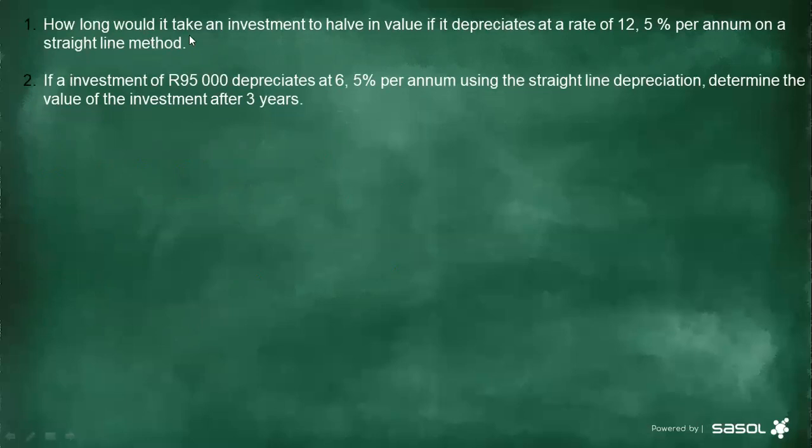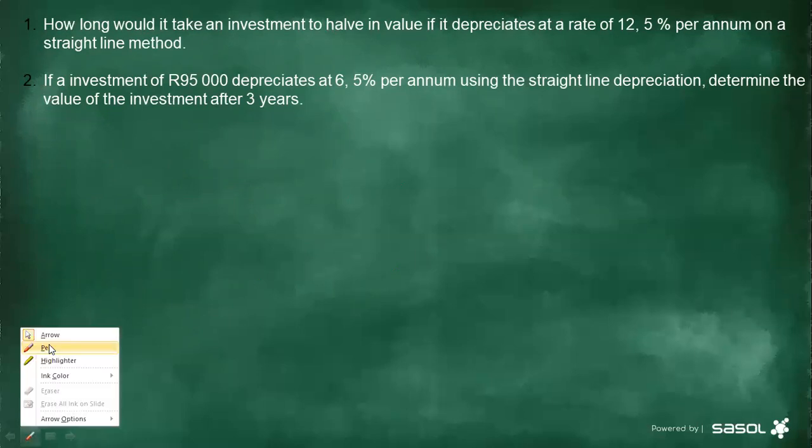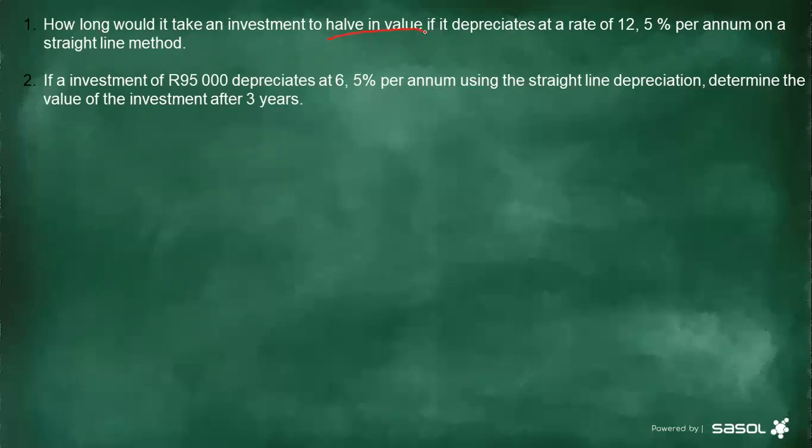Let me start with this: how long will it take an investment to halve? Let me just underline that. To halve the investment if it depreciates at a rate of 12.5% per annum on the straight line method. Now remember, when we are dealing with the reducing balance method, or let me just say decay, decay or depreciation.